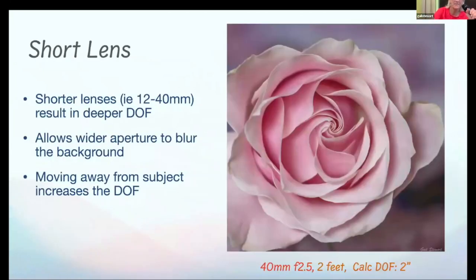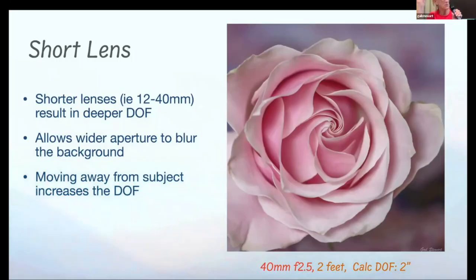All right, so let's take some examples. We're using a short lens, a 12 to 40 millimeter, and we're going to take a rose and put the focus point right on the center of the rose. Since you're using a shorter focal length, you're going to have a pretty decent depth of field, so you can get away with a very wide aperture. So let's just try it. In this example, we put in 40 millimeters, and the f-stop we used was 2.5. You're 2 feet away. Put all those numbers in PhotoPills, and it tells you you only have 2 inches of depth of field.